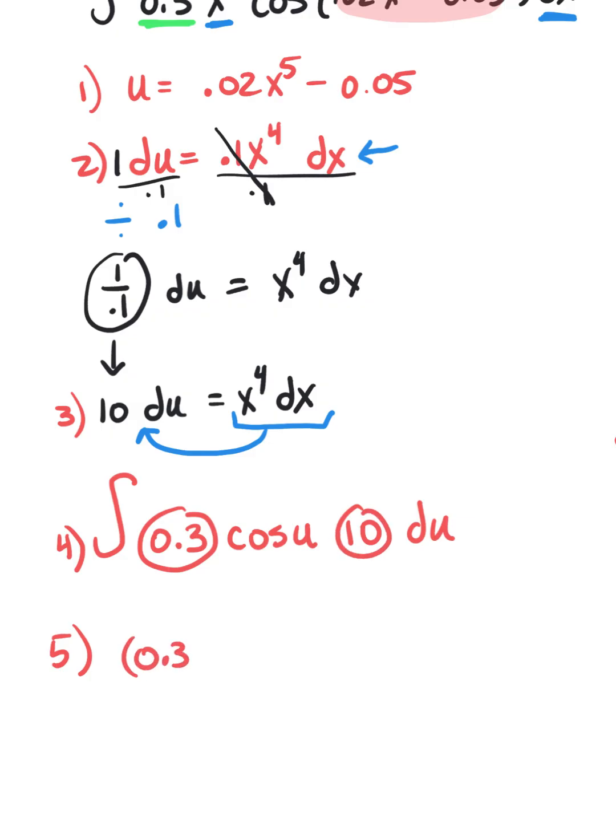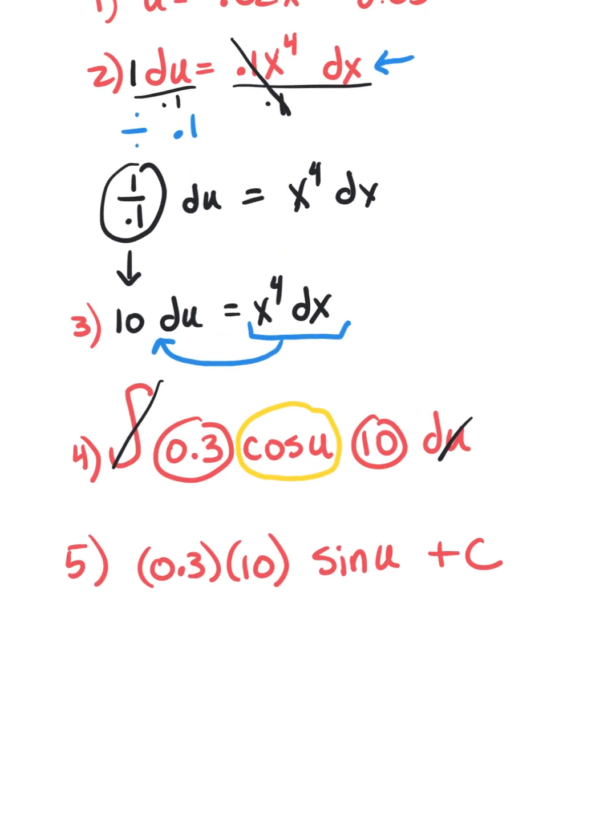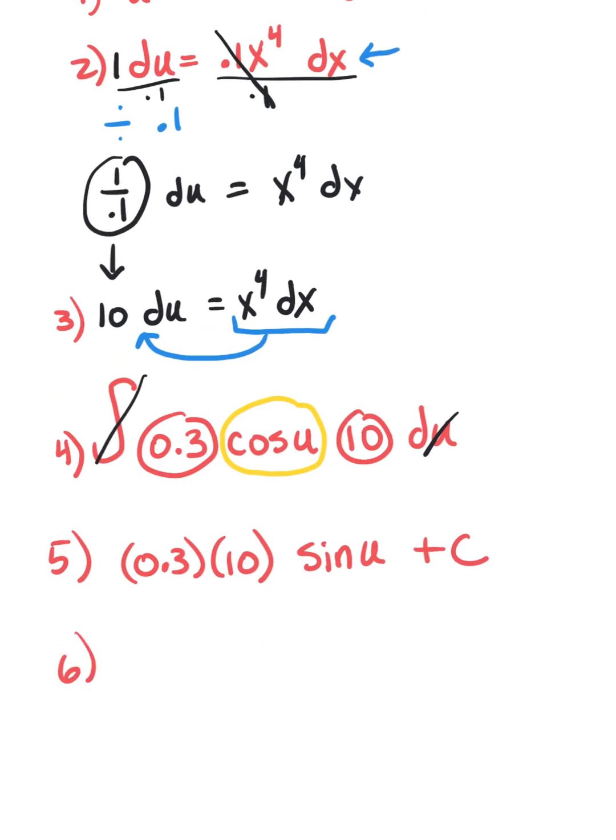So 0.3 times 10, that's going to come along for the ride. The notation, of course, is going to drop out because I'm going to be taking the antiderivative of this one thing. That's the one thing I need to take the antiderivative of. The antiderivative of cosine is just sine of u plus c. Finally, sixth step. We multiply the 0.3 and the 10, and we just get 3 sine of u. And now we plug in u, so that is 0.02 x to the 5th minus 0.05.